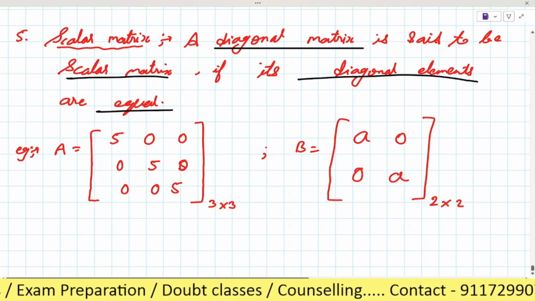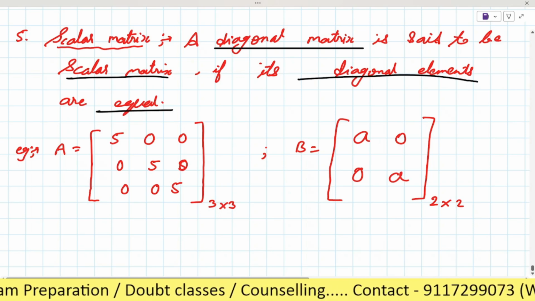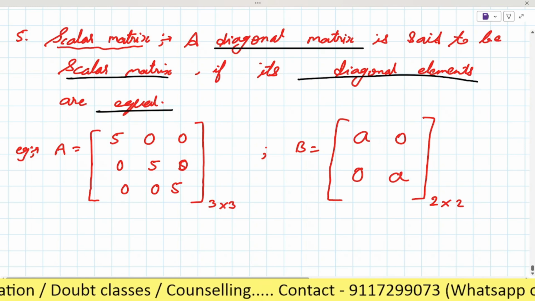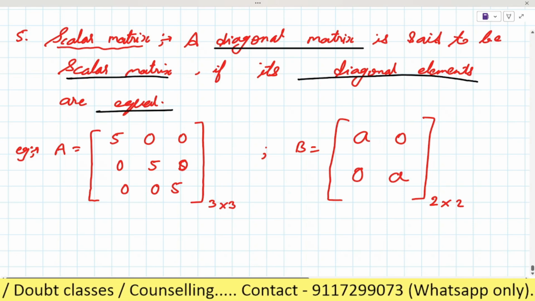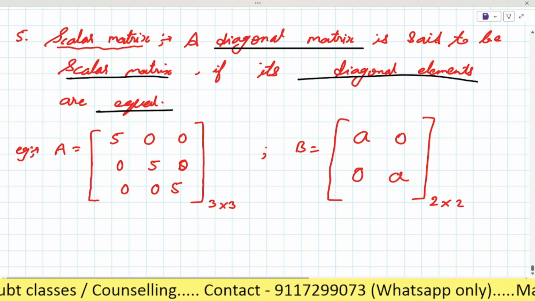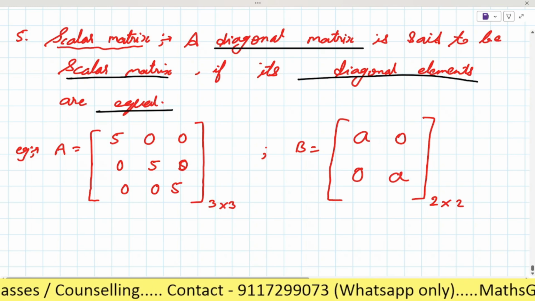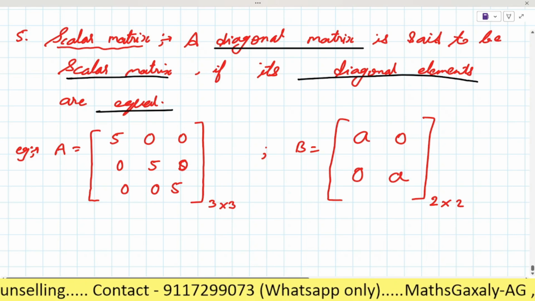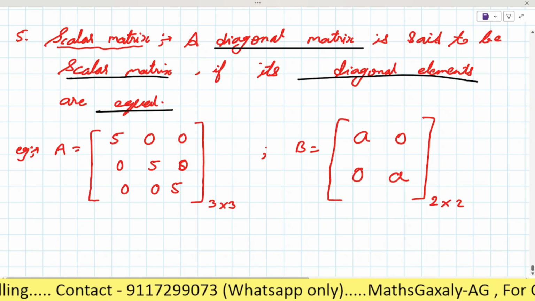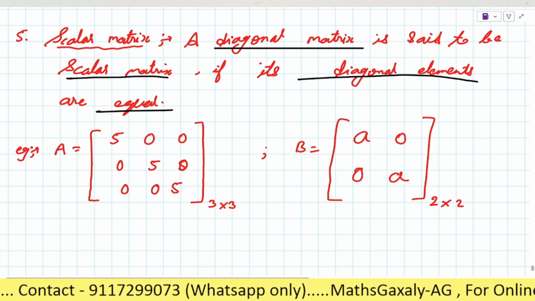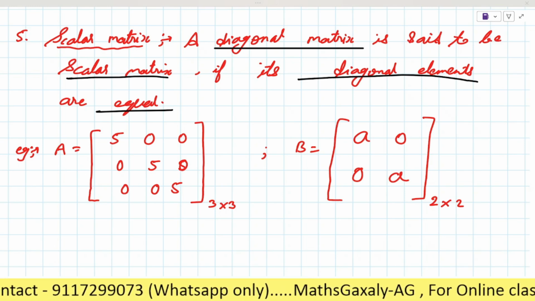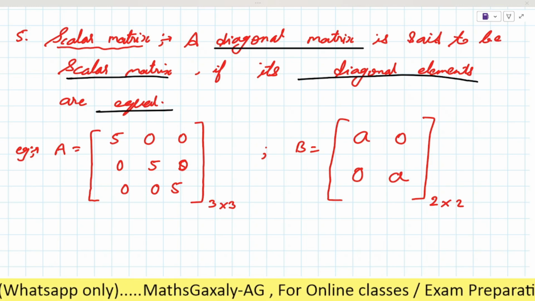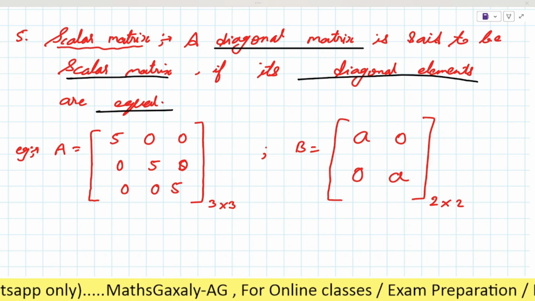Is it clear now? A few more points: we can say that all scalar matrices are diagonal matrices, and we can also say that all scalar matrices are square matrices. But the reverse may or may not be true. Is it clear? First note it down, then we will continue with the identity matrix.